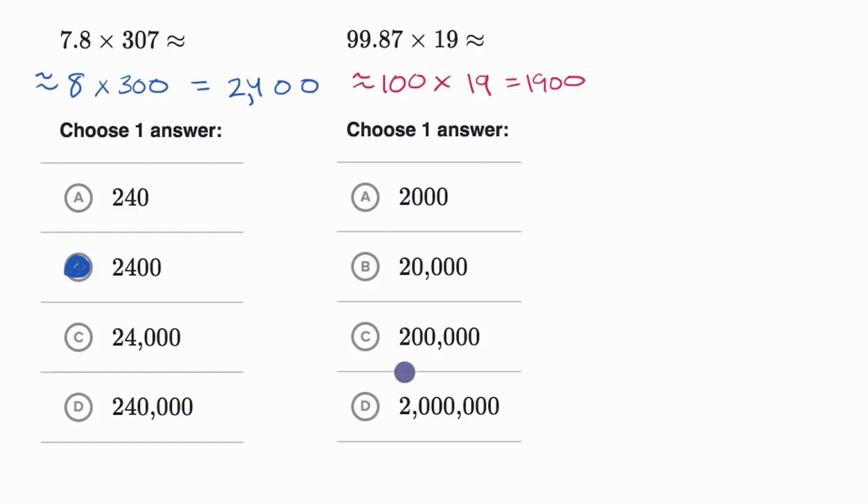But notice, we don't see that choice here. We could say, look, 1900 is definitely much closer to 2000 than any of these others. So that might be a good approximation. Now, how did they get 2000? Well, they rounded both of these numbers. They said this is approximately 100 times 20.